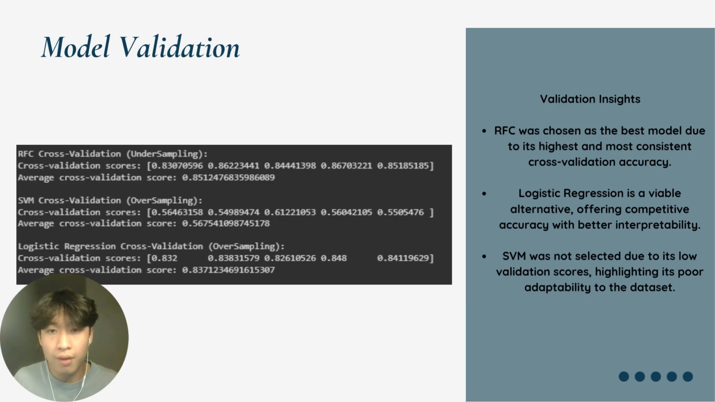So on the left, we have the cross-validation scores for all three models using k-fold cross-validation, and the best score would be the random forest classifier with a 0.85. So the insight would be that the random forest classifier would be the best model due to the highest accuracy, and logistic regression is viable, performing similarly to the random forest classifier, and SVM has the lowest score, which would suggest that it struggled capturing the dataset.